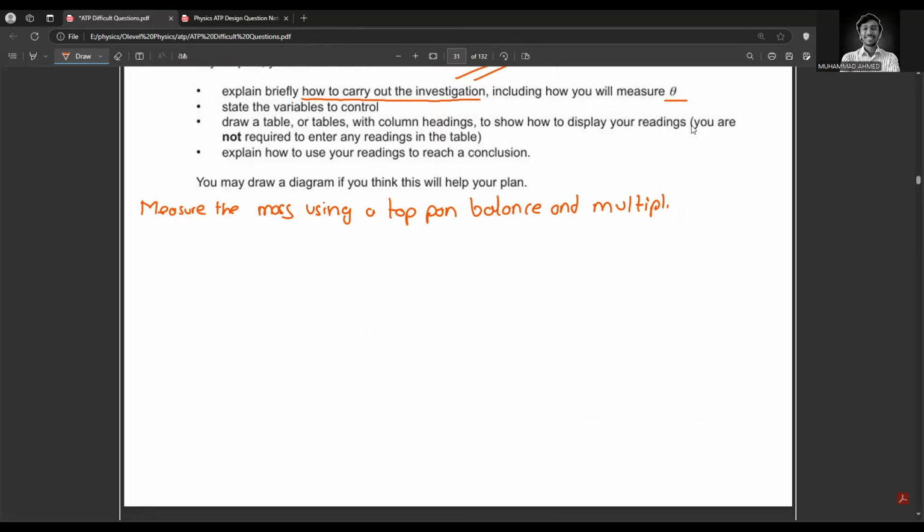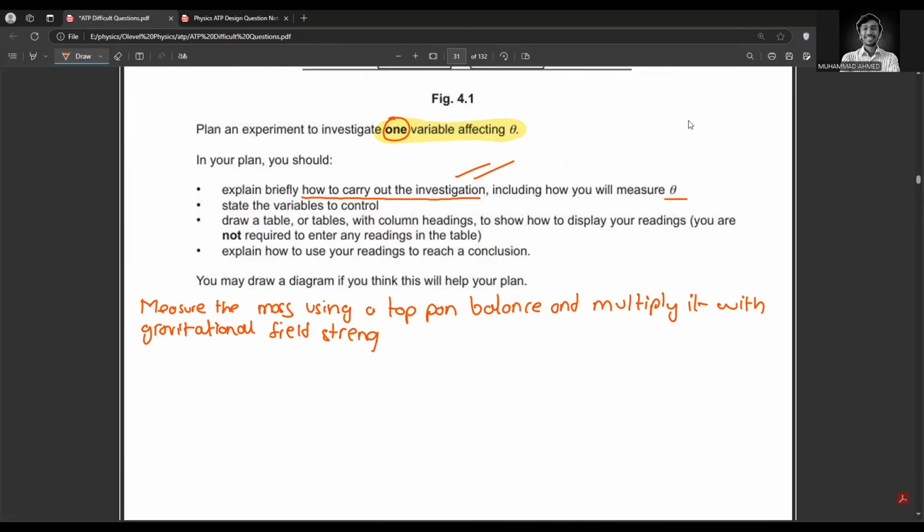and multiply it with the gravitational field strength, g, to obtain the weight, W. Simple as that. Measure the mass using a top pan balance and multiply it with the gravitational field strength to obtain the weight. Perfect.